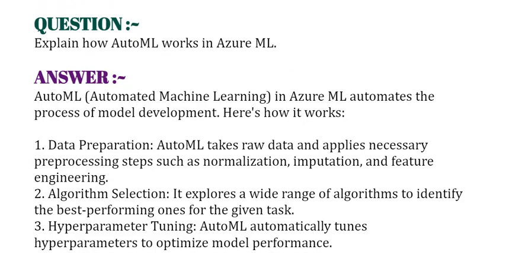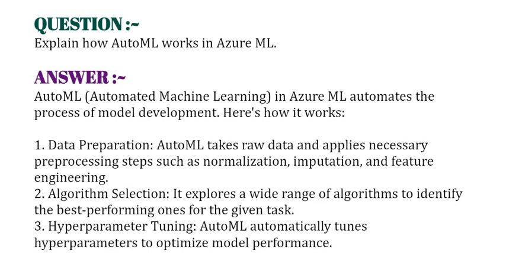Our next question is, explain how AutoML works in Azure ML. Your answer should be, AutoML, automated machine learning, in Azure ML automates the process of model development. Here is how it works. Data preparation. AutoML takes raw data and applies necessary preprocessing steps such as normalization, imputation, and feature engineering.